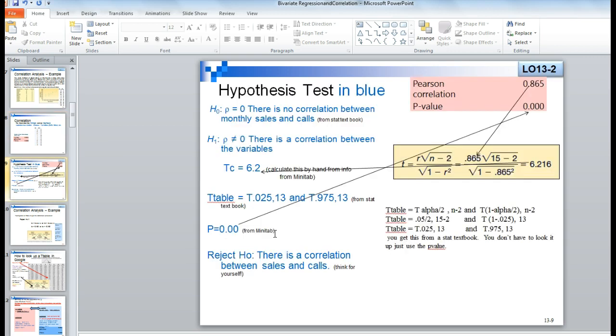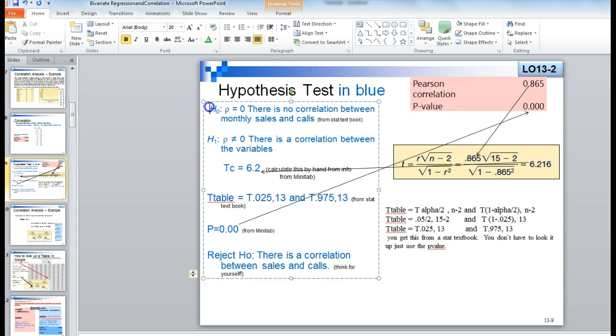So we can do a hypothesis test. Again, statisticians have a lot to say about what types of hypotheses we can do, and then the test statistics that we use for them. But every hypothesis has kind of the same format. We have an H0. This would be rho is equal to 0. There's no correlation between monthly sales and calls. We get this from a stat textbook, so it pretty much has to be the same. There is no correlation between X and Y, would be your H0. My HA, my alternative hypothesis, is rho does not equal 0.